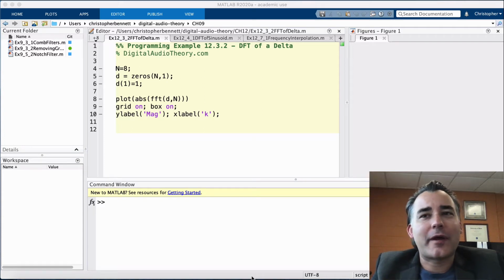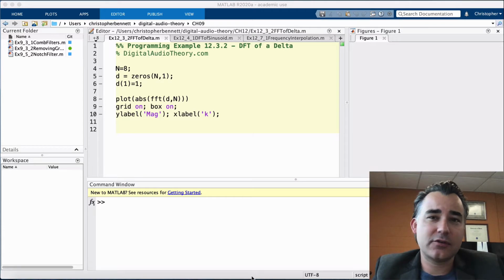In the next two programming examples, we will look at the discrete Fourier transform for two simple audio signals, a transient and a sinusoid. Now, the discrete Fourier transform, or DFT for short, analyzes a signal at N different frequencies, equally spaced between 0 Hz and the sampling rate fs.